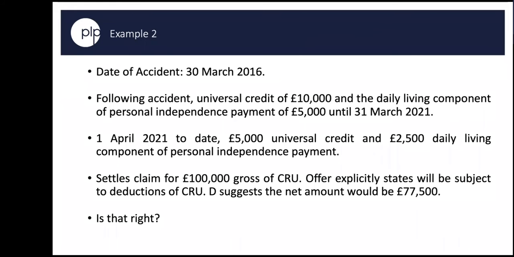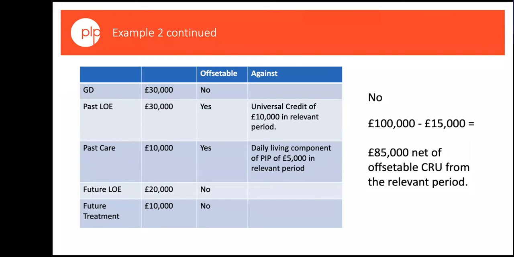Now, is that right? Well, the answer, we think, is no, it's not. We think that only £15,000 will be offsettable, which would give a net figure of £85,000. Now, looking at this table, that breaks down the claimant's claim here. We've got general damages and future loss of earnings and future treatment, all of which are ring-fenced.